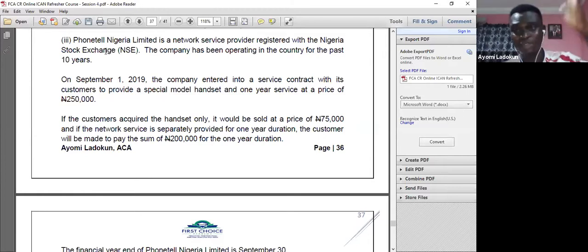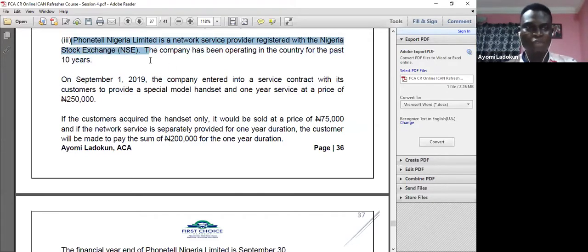That first part has been tested in corporate reporting, but they've not tested the calculation part. They want to take a look at it now. So let's take a look. How do we go about this? It said Fontel Nigeria Limited is a network service provider registered with the Nigerian Stock Exchange. The company has been operating in the country for the past 10 years. So what's my business with them? Okay, don't mind me.